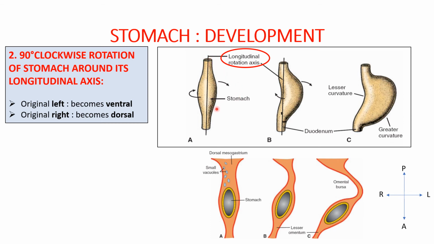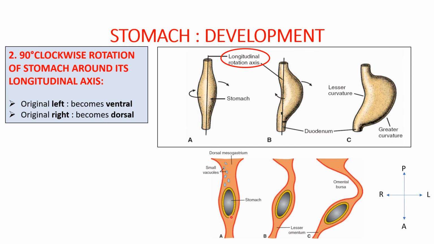So this 90-degree clockwise rotation, because of this, the left surface is going to come ventral. In the picture below, we can see the transverse section of the stomach, with the posterior aspect, anterior aspect, and the right and left aspects of the stomach. Initially, this is the original dorsal aspect, and this is the originally ventral aspect of the stomach.